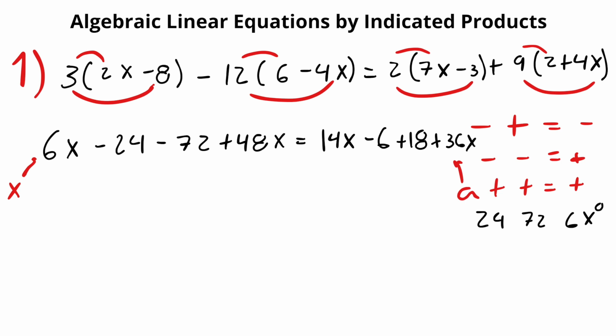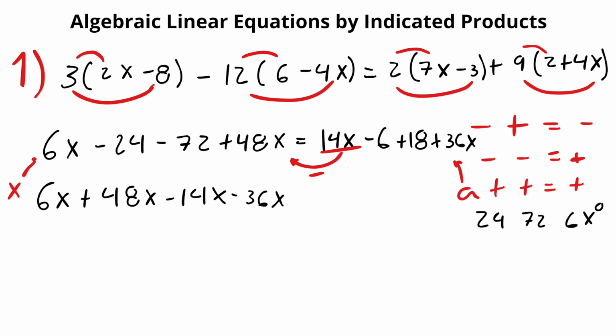Yeah, remember, when we pass a term to the other side, for example the 14x, we want to pass it to the other side, right? Since it's adding, it would pass to the other side to subtract, opposite signs. So 6x plus 48x minus the 14x that came from the other side, minus the 36x that also came from the other side. It passes to the other side to subtract. Would be equal to minus 6 plus 18. Those ones already remained in that right side.